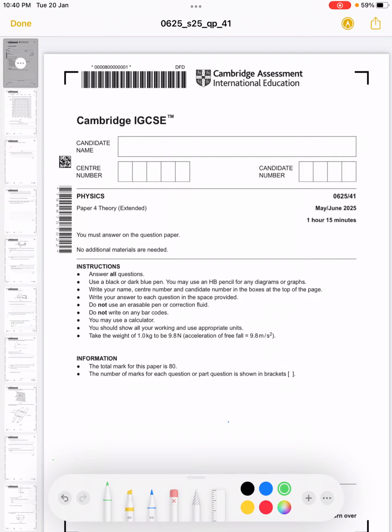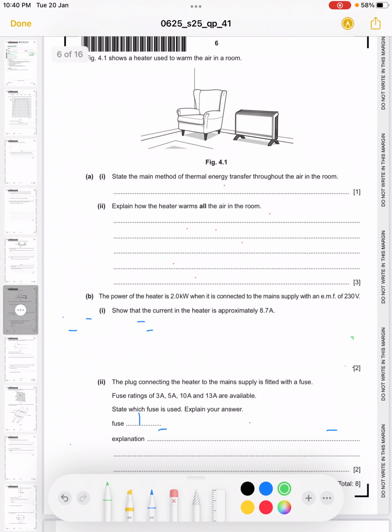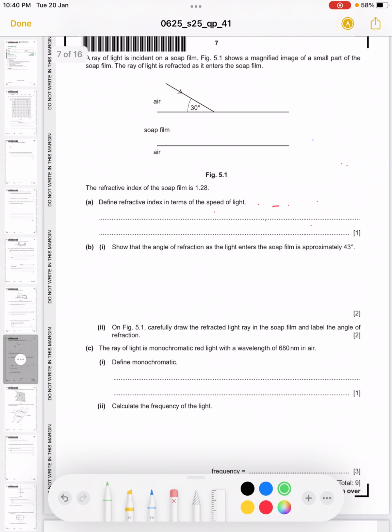This is Shamsa Jabeen. Today we are doing Cambridge IGCSE Past Paper 4 Extended Theory 1 and the code is 062541 Variant 1 May June 2025. In this video we will do question number 5 of this paper. So let's start with the question.